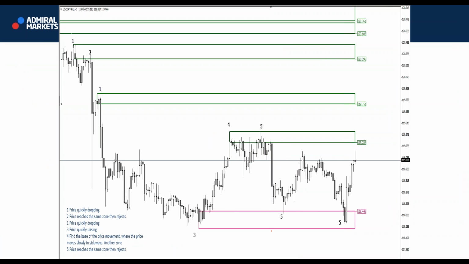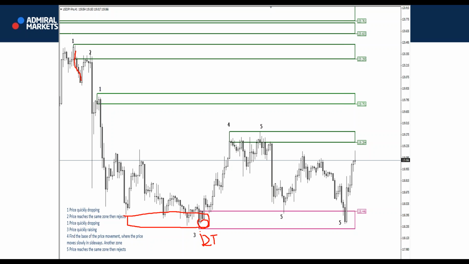Now watch this chart. This explains how price reacts. Point 1, price quickly drops. So this was a quick drop. Now price reaches the same zone, then rejects, because this is a supply zone. Again, price drops down, rallies, and here again, from this zone, price quickly drops. There was no retest. Here we can see that the price has started to consolidate, and price quickly got out from this zone. But this zone didn't have any retest. So here at this point, there is no retest.